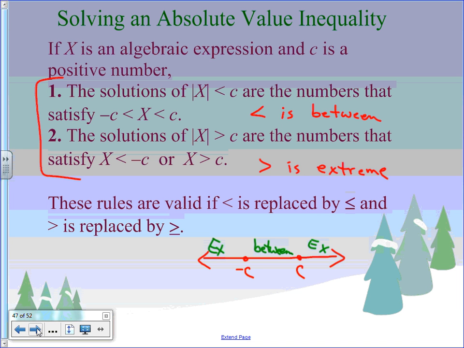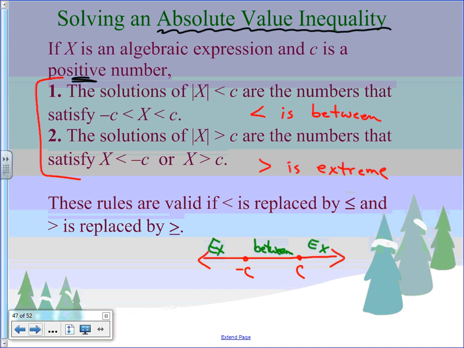Now, solving an absolute value inequality. This is the big topic. Solving an absolute value inequality. I don't want you to write everything on here, so let's read a little bit and then I'll tell you what to write. If x is an algebraic expression and c is a positive number, okay, x is just an expression like 3x plus 2. That's what they're saying. X is your algebraic expression. C is just a number. And it says it's a positive number. That's important because we've got absolute values and we don't want it to say an absolute value is equal to a negative or something. So be careful on that.